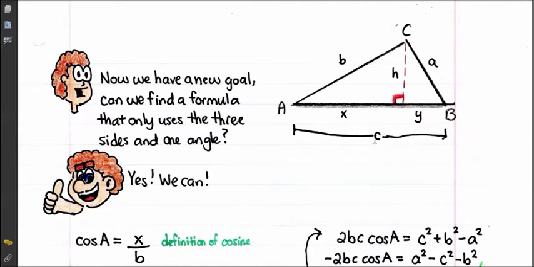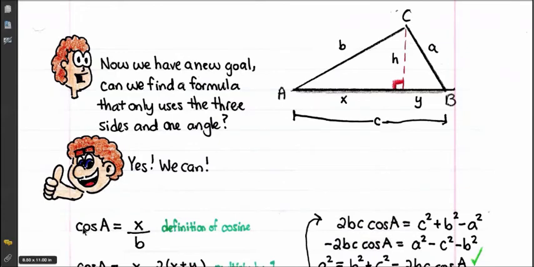So, okay, here's triangle ABC, and we've partitioned it up in this way. h is the altitude, x plus y is the longer measure c. Now this triangle that we have here isn't necessarily a right triangle, but the goal is to get a formula that uses only little a, little b, little c, and then one of the angles, either A, C, or B. And the angle that I've chosen is angle A. So let's begin.